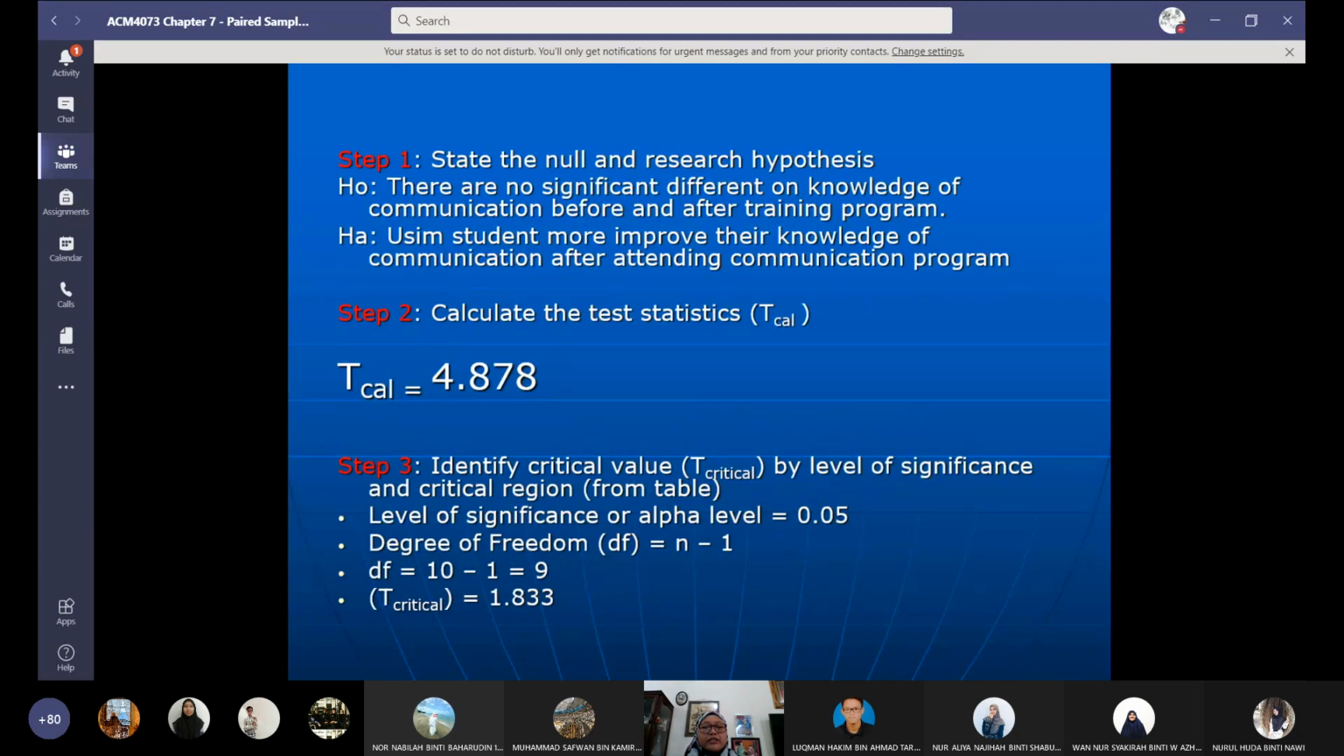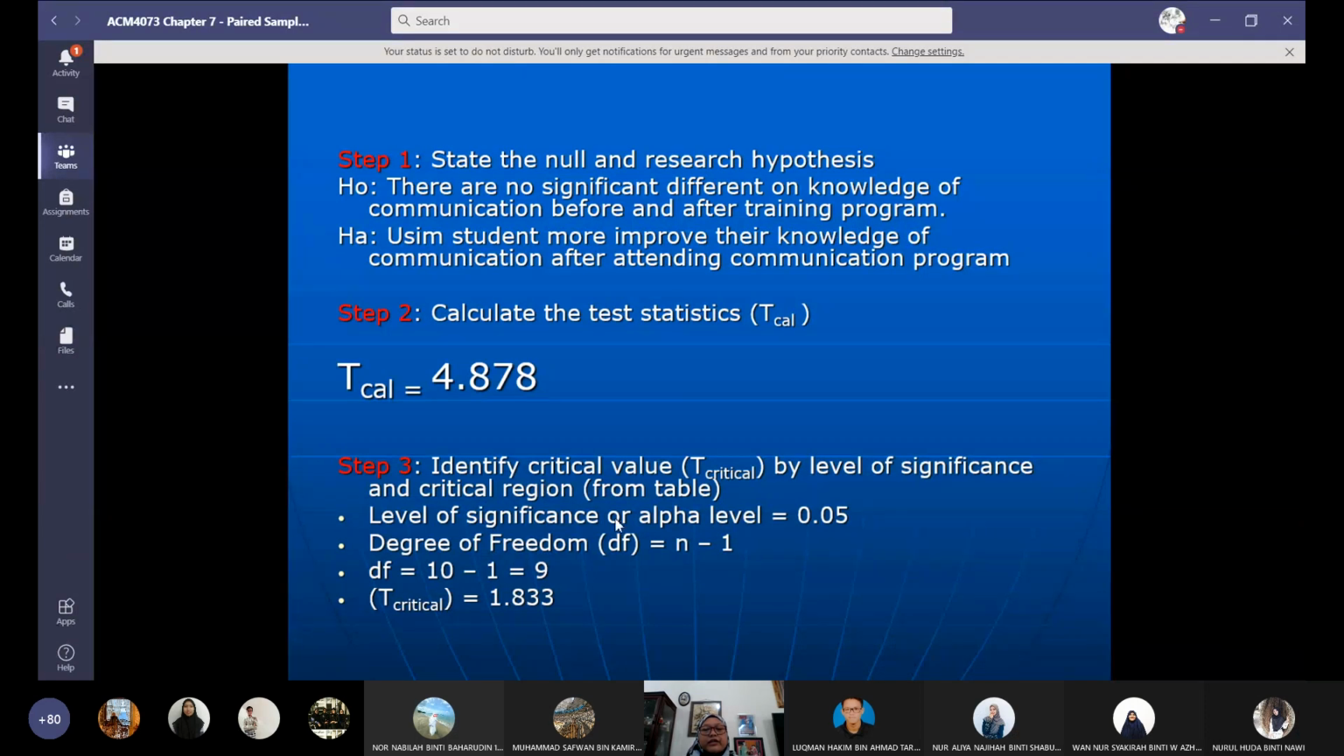Now the next move is to look at the critical value. In hypothesis testing for paired sample t-test, we have done the first step and the second step. This is the score. Then we need to identify the critical value by level of significance and critical region from the table. You can get that table in our previous lecture. It will be more confusing if I go back to that lecture notes, so you can have a look after this.